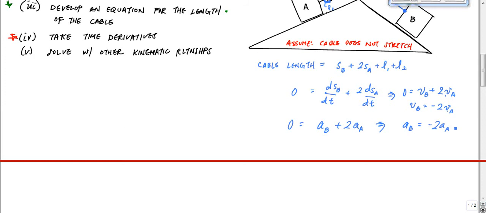So let's see here. I think that's good. And then once you have these, usually these end up being either the velocity or the acceleration relationship. It ends up being the one other equation you need to solve a kinematic problem. And so we'll do an example of that in a second.